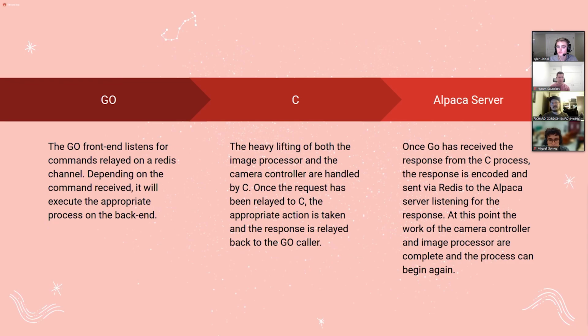C does the heavy lifting of actually taking the image as well as processing the image depending on the request that was relayed. And then finally, the response is sent back to the Go caller that relays the response back to the Alpaca server. At that point, the image processing and image capturing is done, and the Go front end will continue to listen for new requests. Requests listen on separate threads, so it can actually process multiple requests at once.